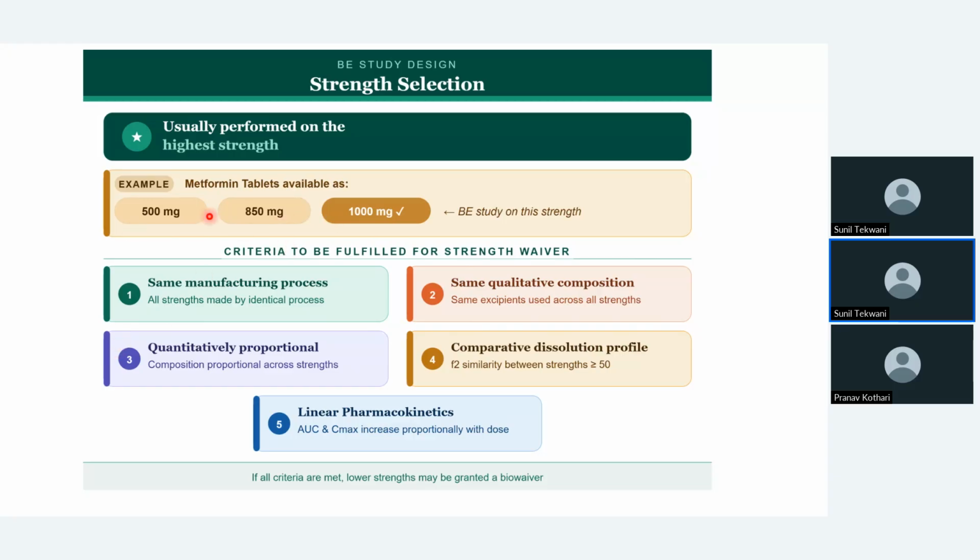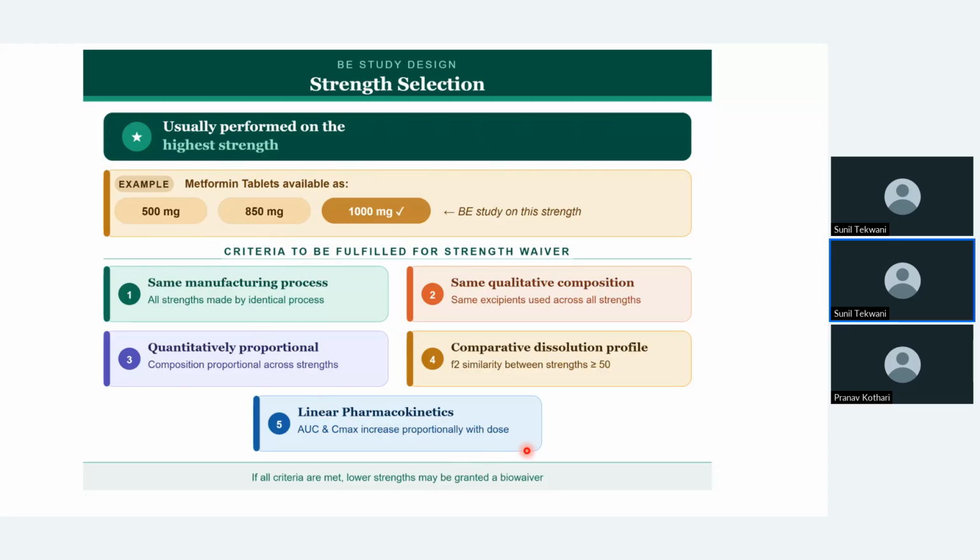The lower strengths, 500 and 850 mg, should have the same manufacturing process as the 1000 mg. They should have the same qualitative composition. All the strengths should be quantitatively proportional. And you have to prove that their comparative dissolution profiles are matching: 1000 versus 850 and 1000 versus 500 mg have comparative dissolution profiles.